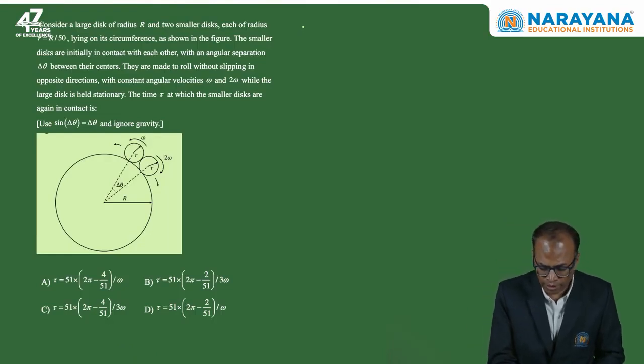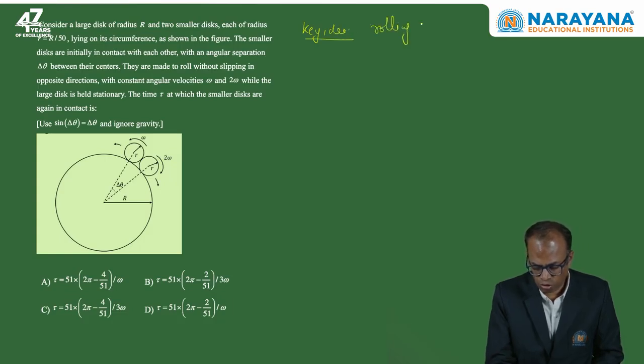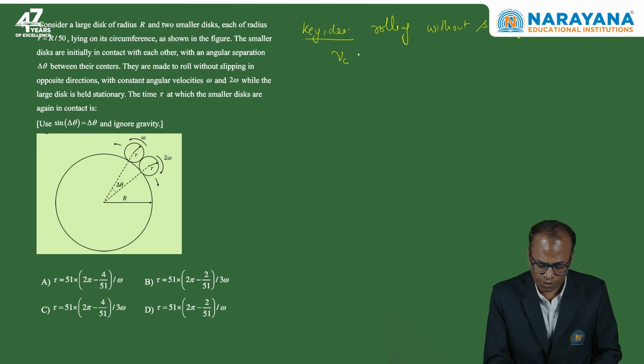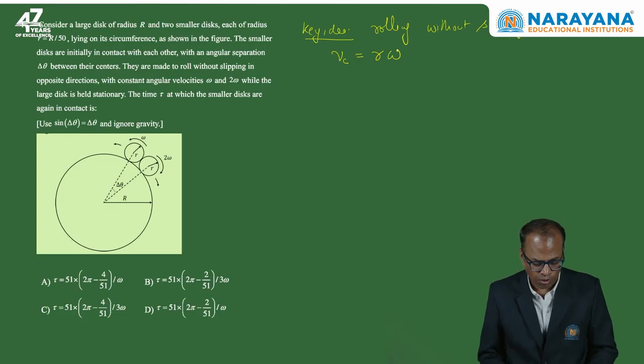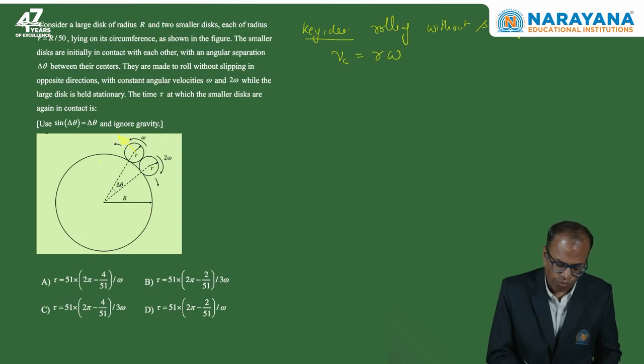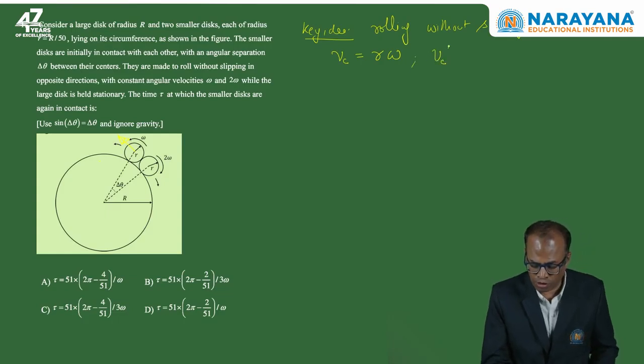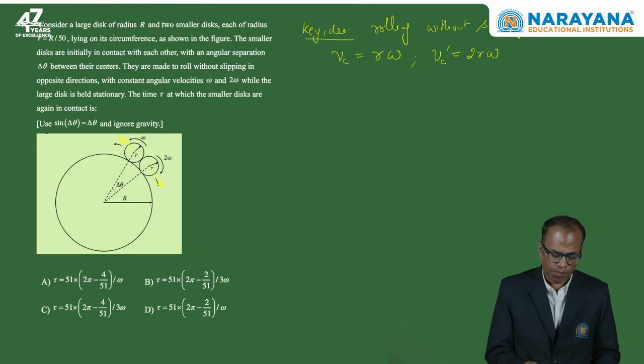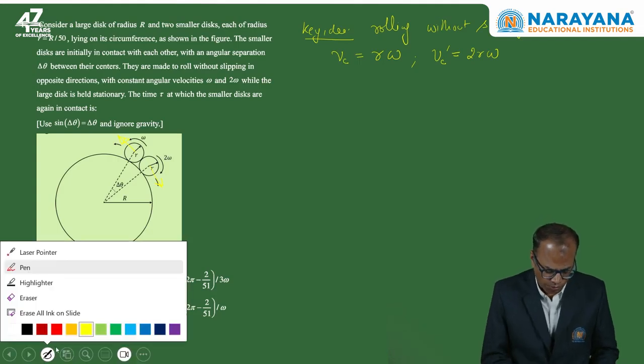So two key ideas. One of them is rolling without slipping. So rolling without slipping means that the speed of the center of the disk can be related to its angular velocity by the formula v is equal to r omega. So for the disk which is turning counterclockwise, its speed will be r omega, and for the other disk, let's say vc prime, it will be going in this direction with the velocity 2r times omega.